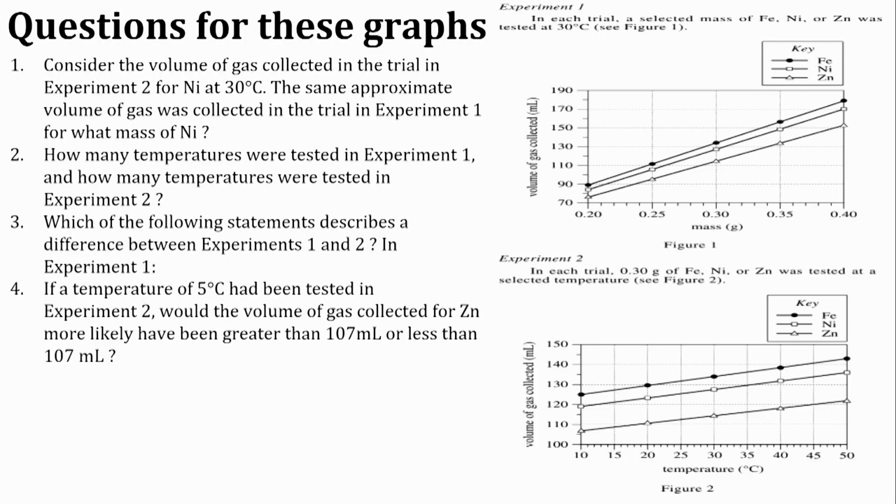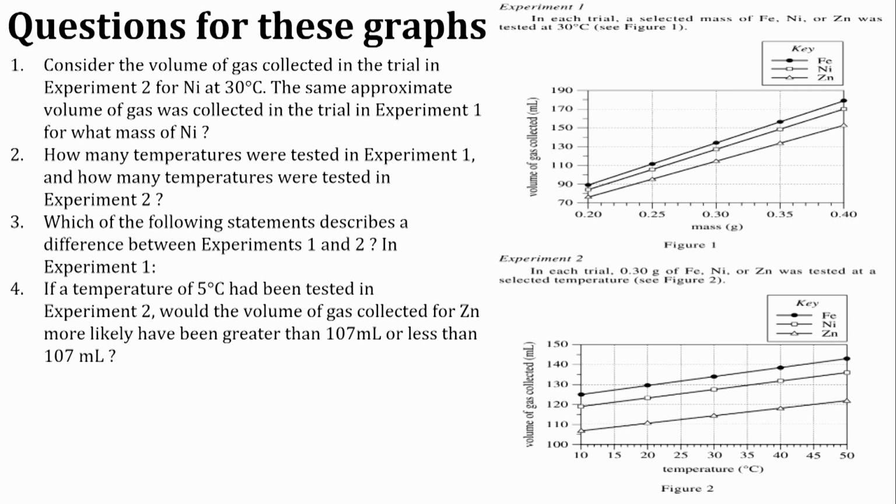Okay, so what are we looking at here? We're testing zinc. So let's try to find zinc at as close to 5 degrees Celsius as possible. Okay, so zinc is the triangles. So I'm looking at Figure 2. It tells me to look in Figure 2 in the question. I find zinc. It's the line with the triangles. And I see that the closest I can get to 5 degrees Celsius is 10 degrees Celsius. Okay, well, at 10 degrees Celsius, zinc produced about 107 milliliters of gas.